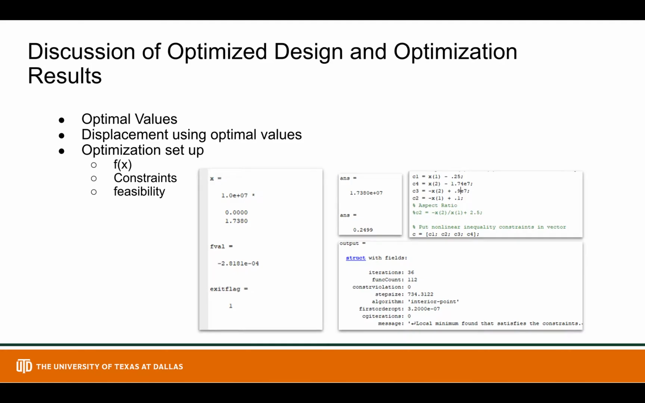Hello, I will talk about the optimized design and the optimization results. So first, we were optimizing thickness and Young's modulus. Our optimal values for that were 0.25 inches and 1.73e7 psi. Here on the right, you can see the constraints. We limited our thickness to be between 0.1 and 0.25 inches, and we limited our Young's modulus to be between 0.9 and 1.74e7 psi.